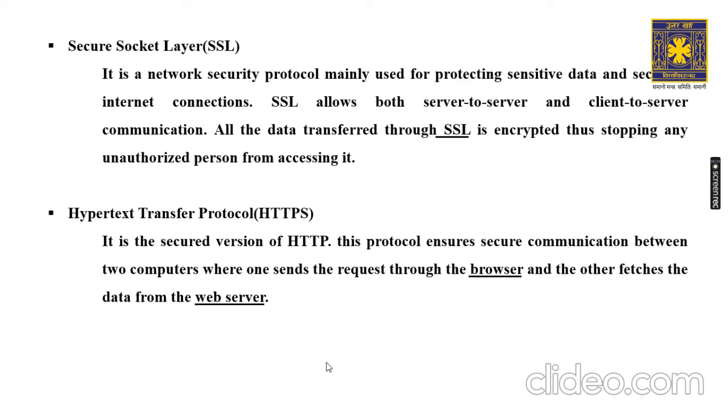Then we have another protocol, that is HTTP, sometimes HTTPS, Hypertext Transfer Protocol or Hypertext Transfer Protocol Secure. HTTPS is the secured version of HTTP. I had already told you about HTTP. It receives or sends data, or it fetches the data from some URL. So here we have HTTPS, the secured version of HTTP. So that is the thing.